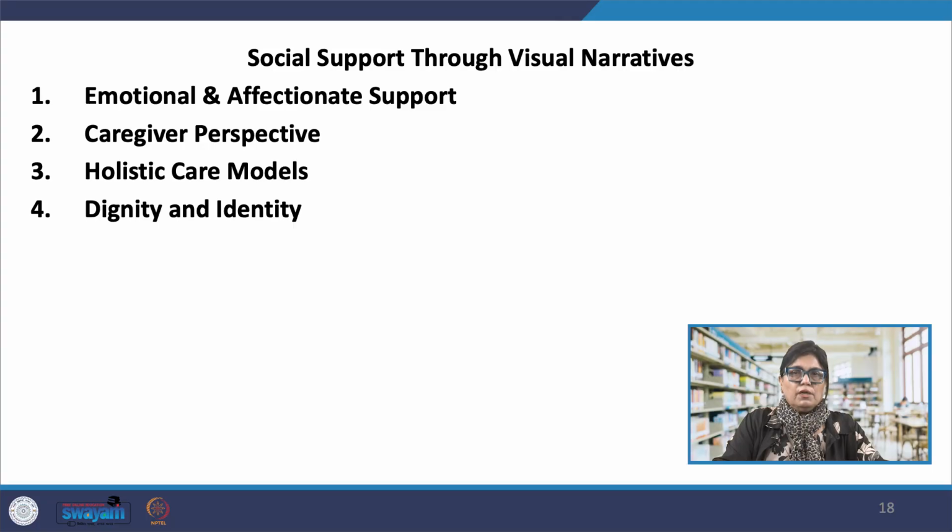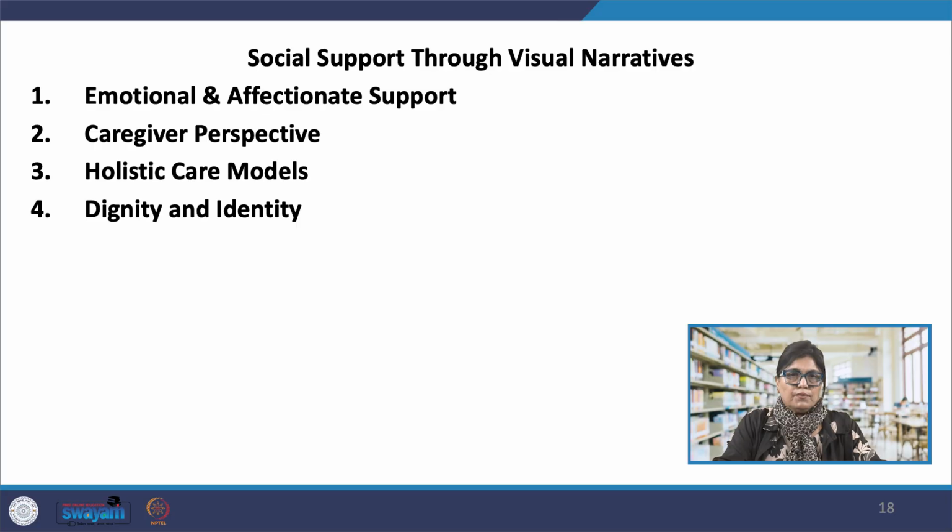Caregiver perspective. Memoirs like Sarah Leavitt's Tangles, about Alzheimer's, shed light on the often overlooked social and psychological burden of caregiving, such as guilt and disappointment. Holistic care models. Graphic materials emphasize that total care must include social services like financial aid or housekeeping to reduce the burden on the healthcare system and improve the patient's quality of life.